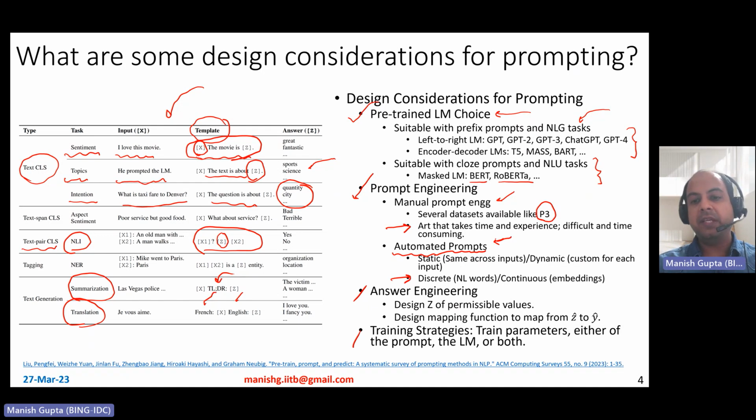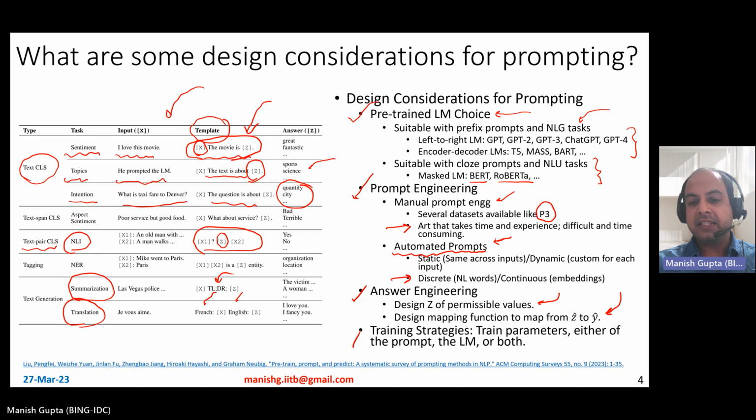Discrete prompts basically mean that they are human readable, meaning they have natural language words in them, while continuous prompts basically mean that they are embeddings and they are not human readable in that sense. They are numeric IDs in that sense. Now, the third consideration is answer engineering, which basically means designing Z, the set of all permissible values for your classification task, and also designing the mapping function from Z hat to Y hat.